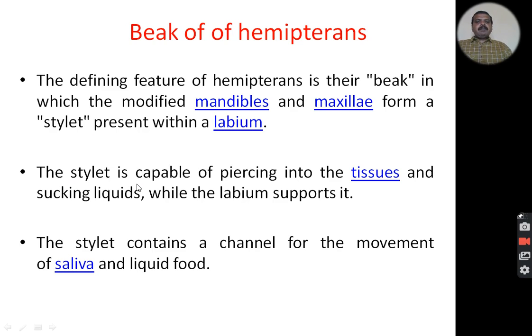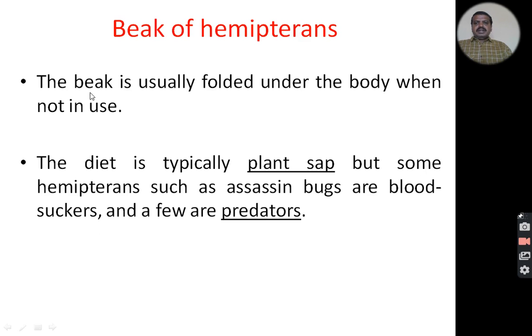This stylet is capable of piercing into the tissues and sucking the liquids, including the plant sap or the blood of vertebrates, while the labium supports it during feeding. The stylet contains a channel for the movement of the saliva and also the liquid food. The beak is usually folded under the body when it is not in use, okay. It is functional only when feeding, okay.